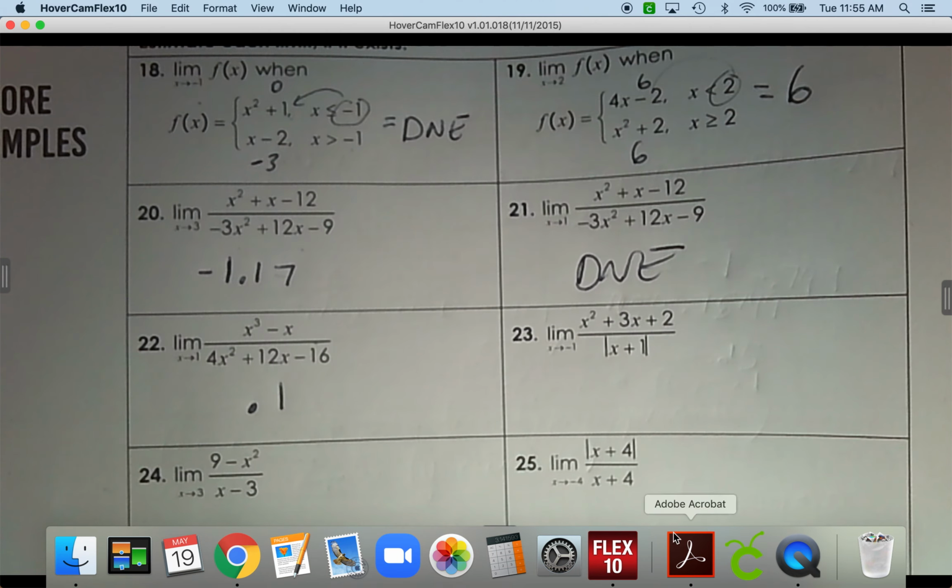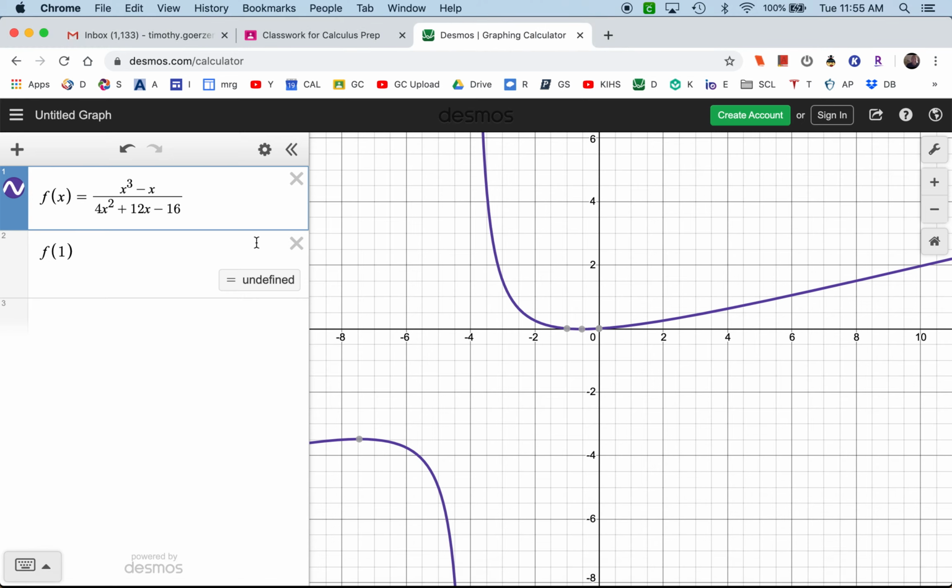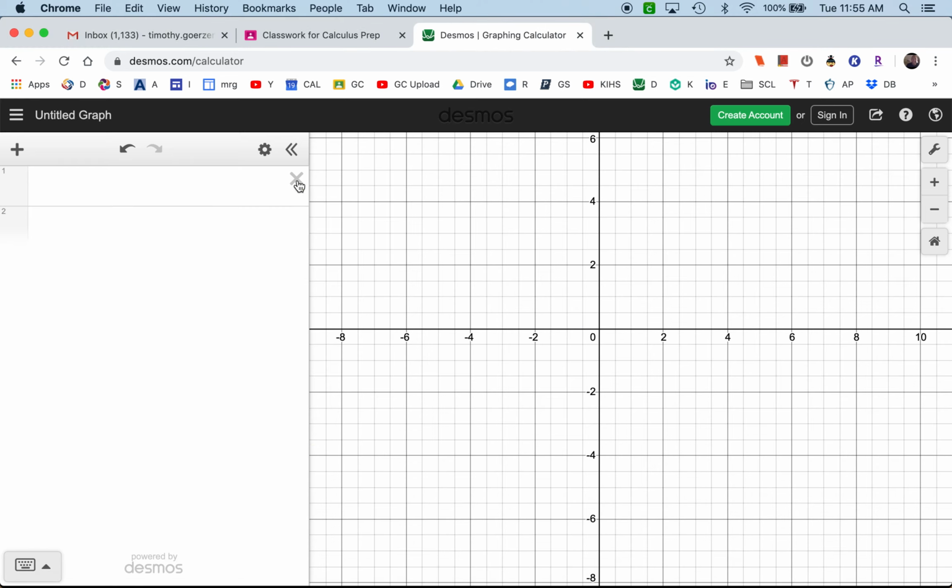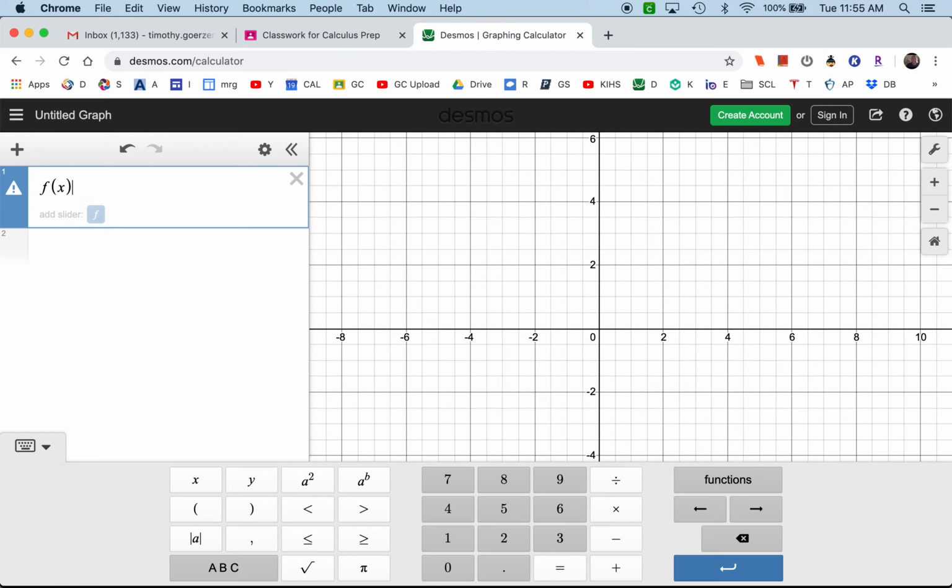All right, let's look off this graph. See if I can make sure I'm looking at the right one. So for this one, I'm just going to look off the graph for this one. So it is x squared plus 3x plus 2. And in the denominator, now the absolute value sign here, I think I have to go to functions. Oh no, it's right there. Here, where a is. So absolute value of x plus 1. And what I'm looking for here is when it's approaching negative 1.